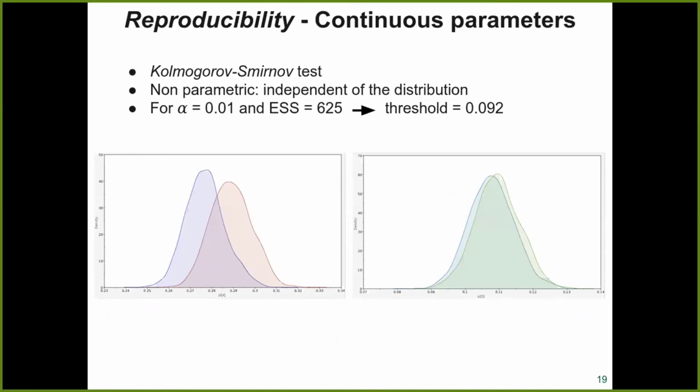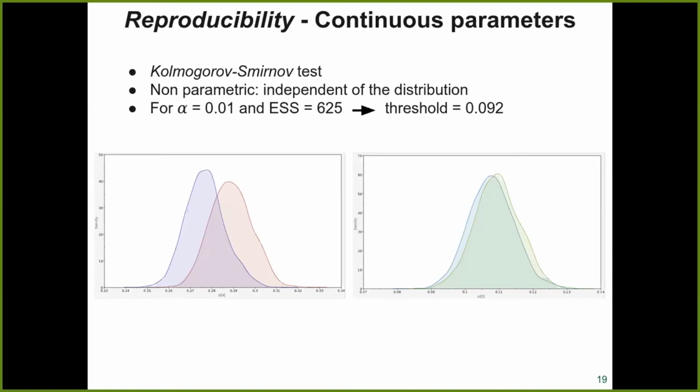And I mentioned that we would look into two aspects of the MCMC, precision and reproducibility. So to check the reproducibility of the continuous parameters, we implemented the Kolmogorov-Smirnov test, which is a non-parametric test, and that means that it's independent of the distribution. And for an alpha of 0.01 and an ESS of 625, which is the default value that we established for the precision, the KS threshold is 0.092.